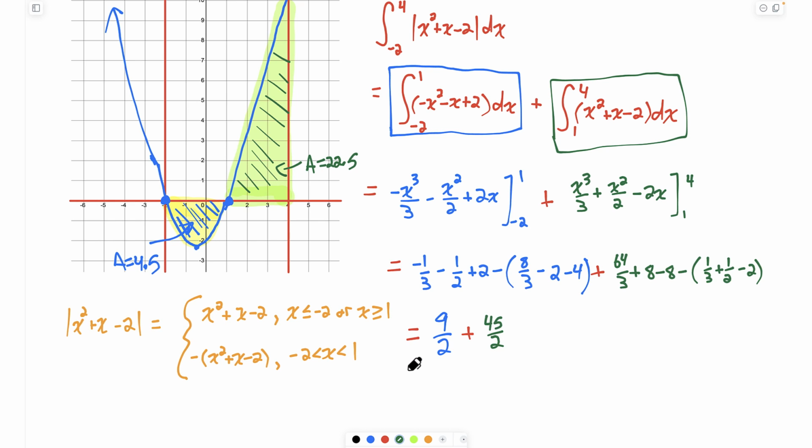And if I add those two together, I get a total unsigned area of 27 units squared.